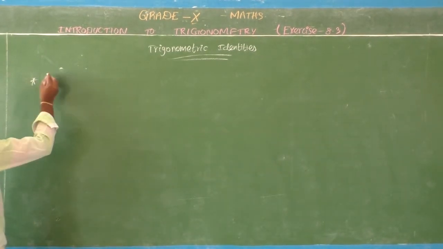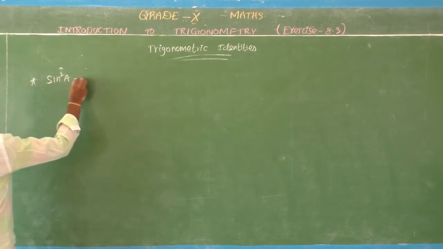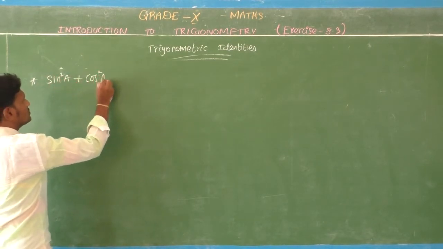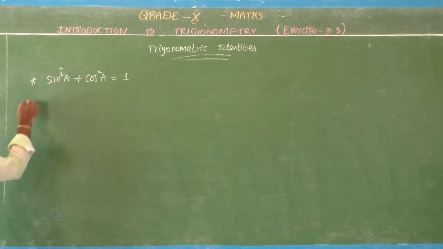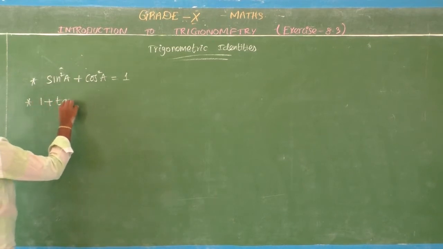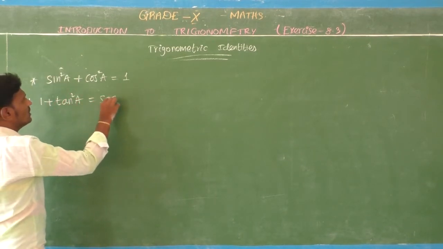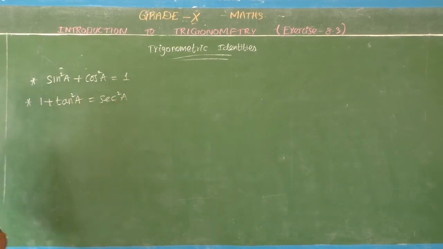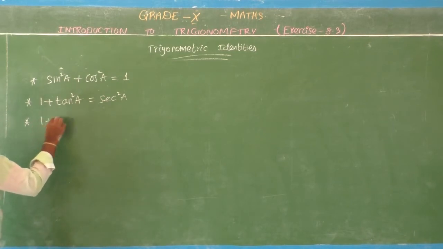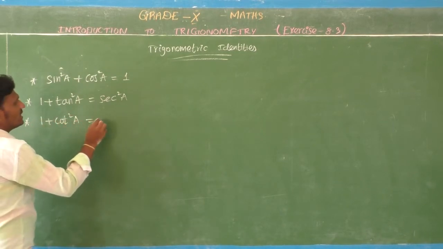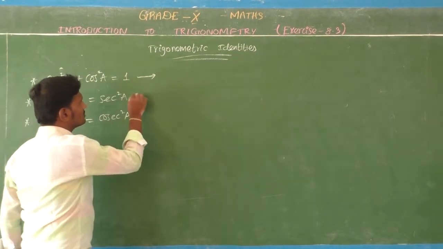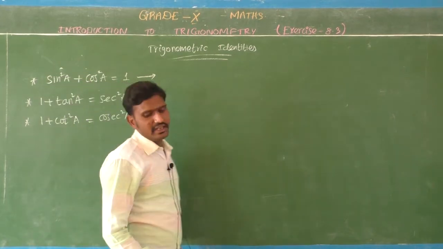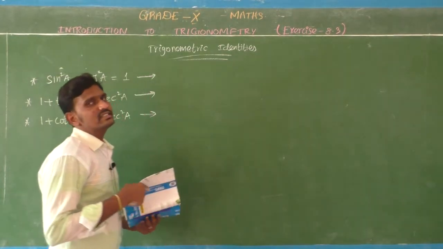The first identity is sin square A plus cos square A equal to 1. Then the second identity is 1 plus tan square A equal to secant square A, otherwise secant square A equal to 1 plus tan square A. Then the third identity is 1 plus cot square A equal to cosecant square A.